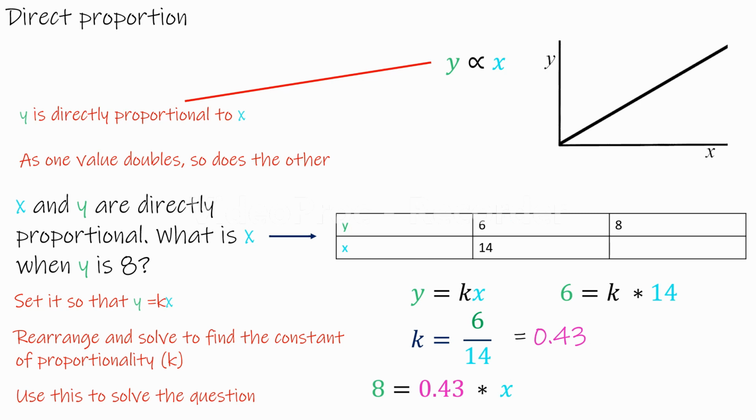So we can say that 8 equals 0.43 times x, as y equals k times x, k is 0.43 and y is 8. So now we can just rearrange this to find x. Therefore we can say that x equals 8 over 0.43, or x equals 18.61 to 2 decimal places.